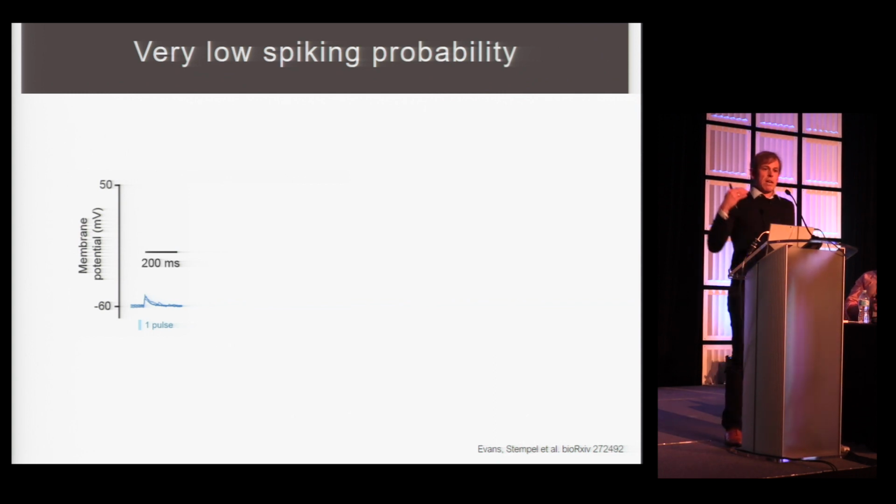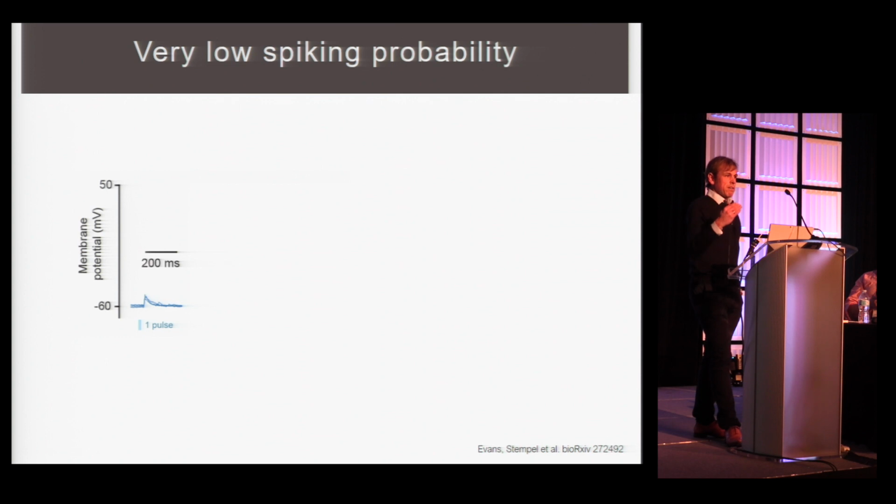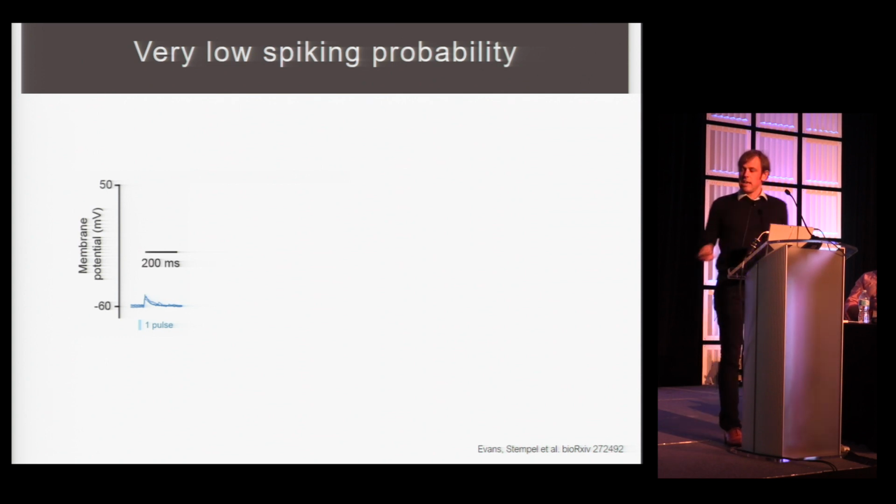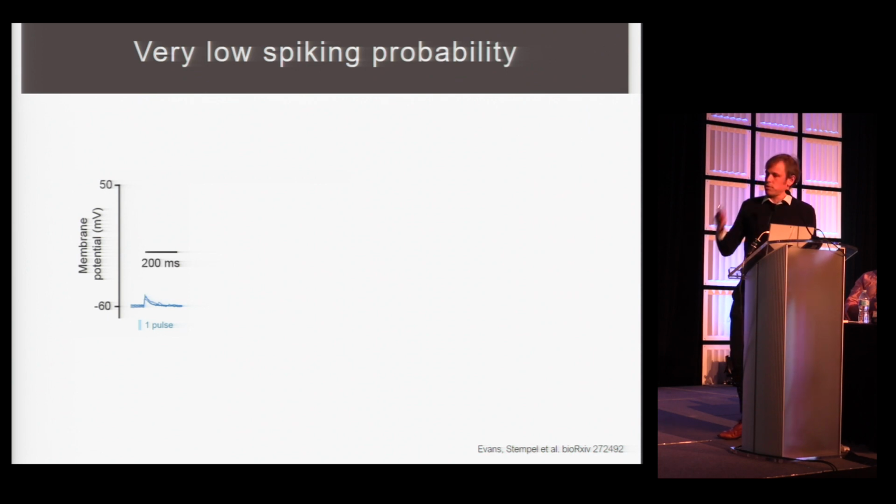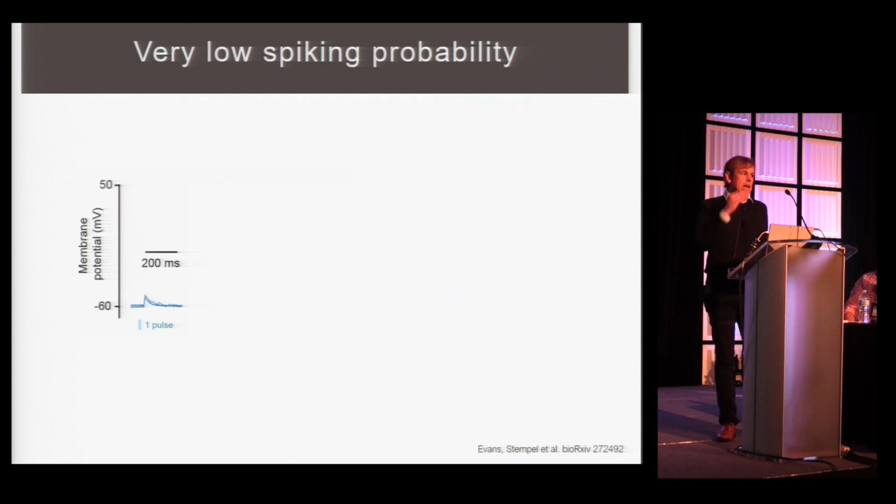Now, a consequence of having a really unreliable synapse is that it is very hard to make neurons in the periaqueductal gray fire from stimulation of the SC. These are several repeated voltage traces of stimulation with a single light pulse. And you can see that all of the responses here are subthreshold. And we think this is an ideal mechanism for implementing a threshold at the synaptic level.